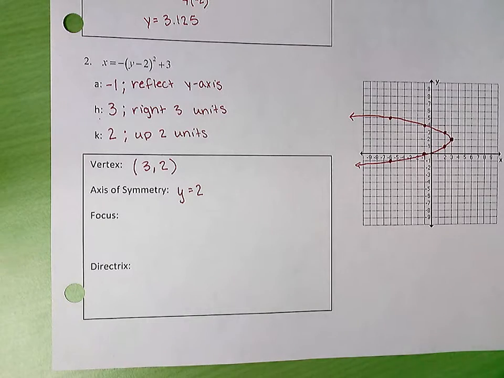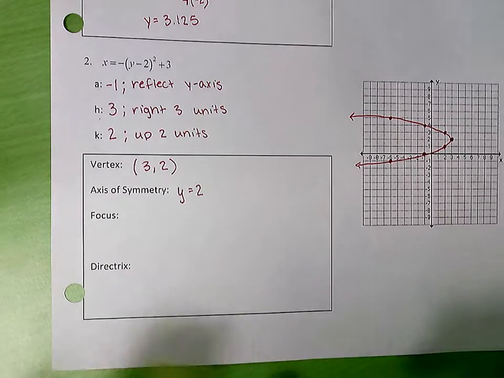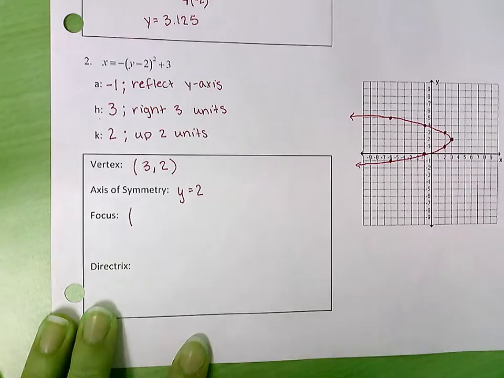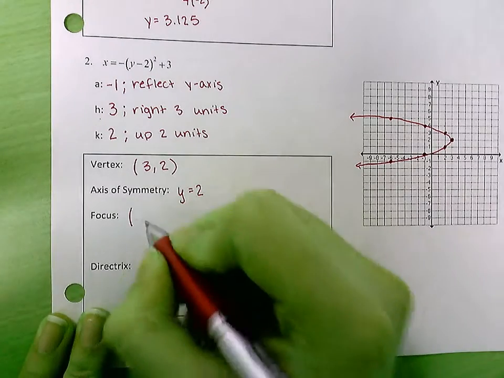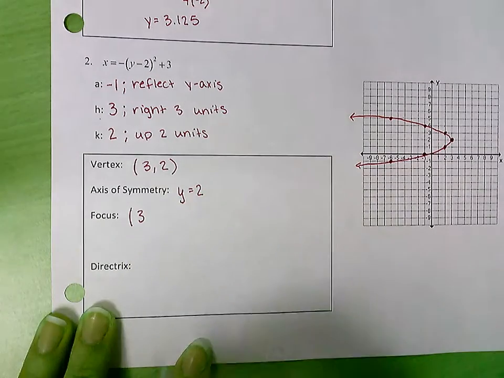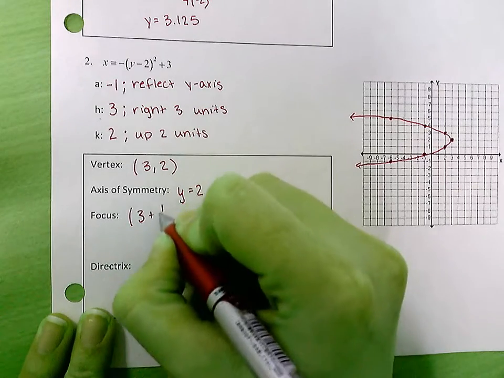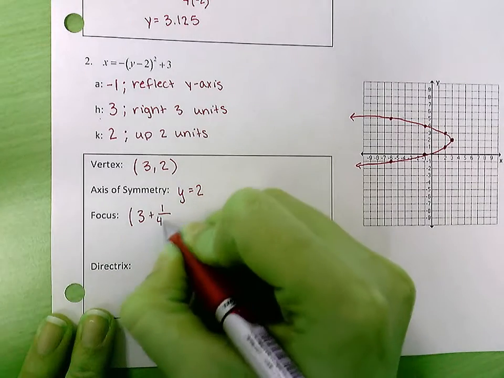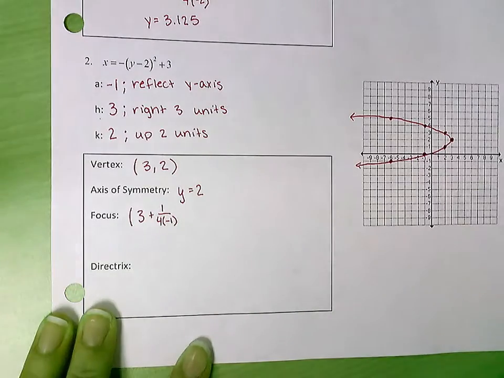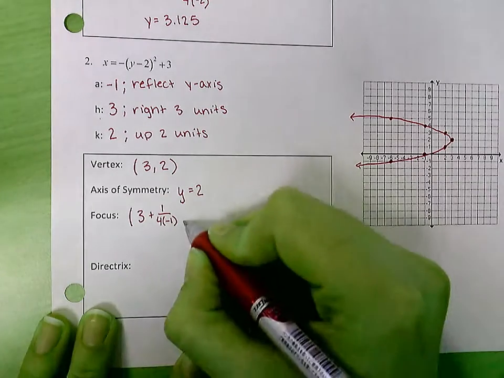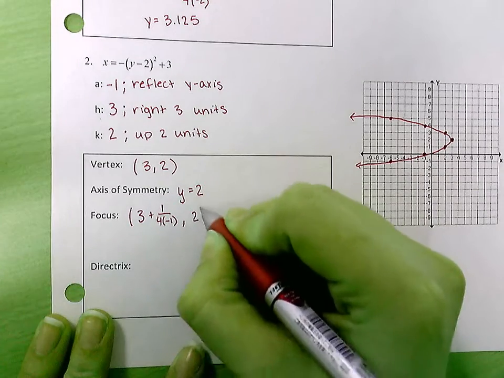Our focus, if I'm looking at my paper here, we'll take h, so 3, plus 1 over 4 times a, which was negative 1. And then k will stay the same.